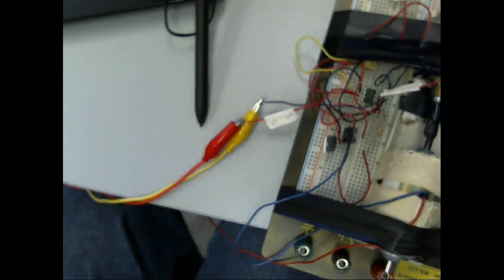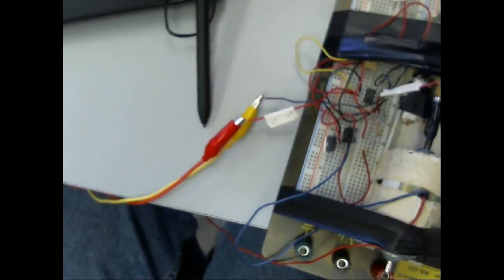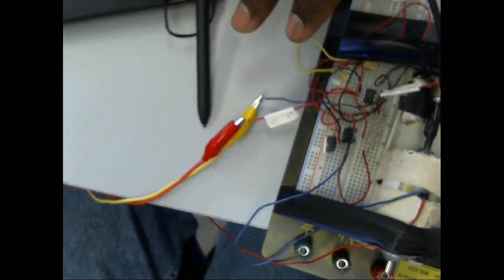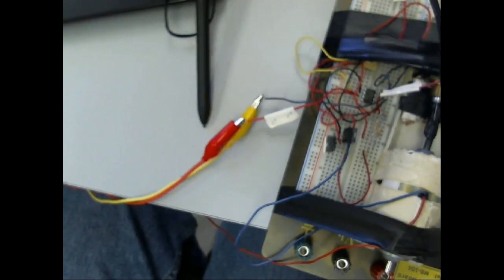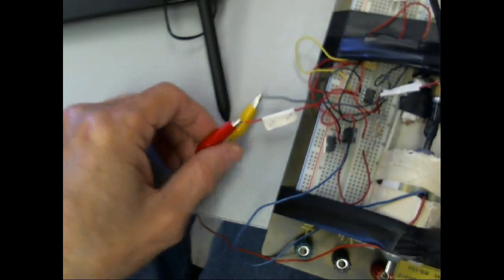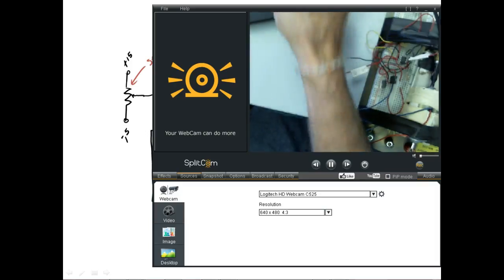Are you okay? Yeah. On the PNP and NPN, you're not set up a single source. No, these are set up. The PNP turns on with a positive and the NPN turns on with a negative. Yeah, it's according to how we hook the loads.